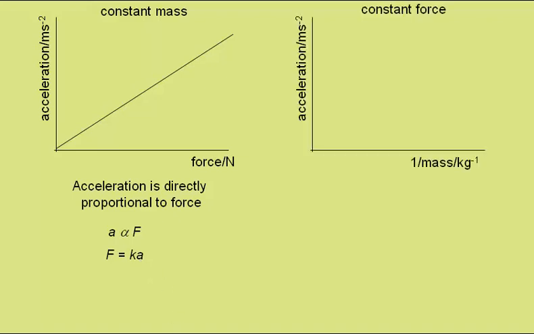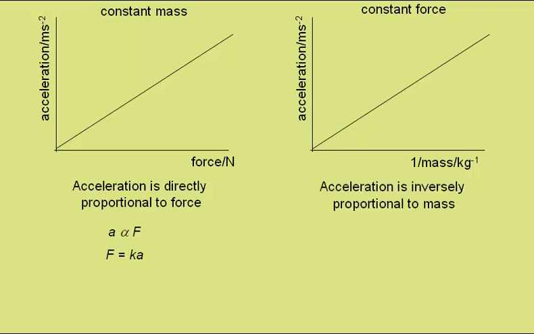If we keep the force constant and change the mass, plotting a graph of acceleration against 1 over the mass also gives us a straight line through the origin. This shows us that acceleration is inversely proportional to mass, which we can write as A is directly proportional to 1 over mass. We could then say that force is equal to a constant over the mass.